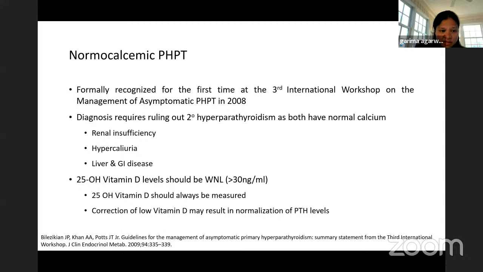The diagnosis requires ruling out secondary hyperparathyroidism, as both these conditions can have normal calcium. So we have to make sure that these patients don't have renal insufficiency, they don't have hypercalciuria, and no liver or GI disease. And most importantly, we have to make sure that the vitamin D levels are within normal limits, or more than 30. Sometimes correcting these vitamin D levels also helps in unmasking asymptomatic primary hyperparathyroidism with elevated calcium.